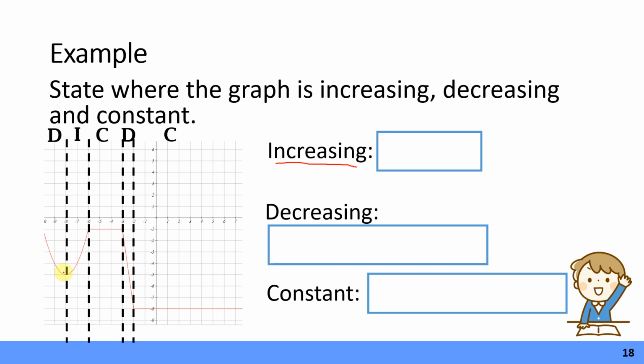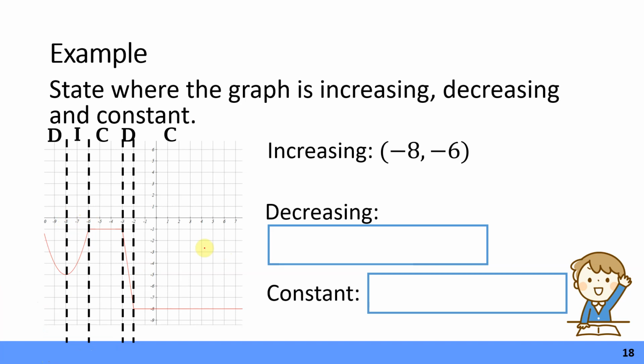Was it increasing? I was just increasing in this little piece. This is the only one that was going up. So that is from -8 to -6. So that's the only part of the graph where I'm increasing.